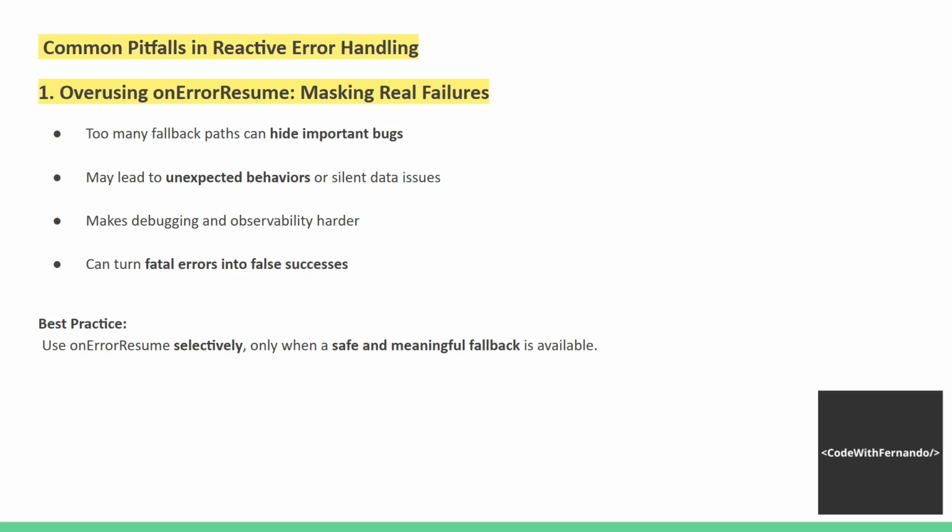Let's see some common pitfalls in reactive error handling. Overusing onErrorResume, masking real failures. Too many fallback paths can hide important bugs, so may lead to unexpected behaviors or silent data issues. Makes debugging and observability harder. Can turn fatal errors into false successes. So we need to pay attention to when and why to use onErrorResume. Use onErrorResume selectively, only when a safe and meaningful fallback is available.